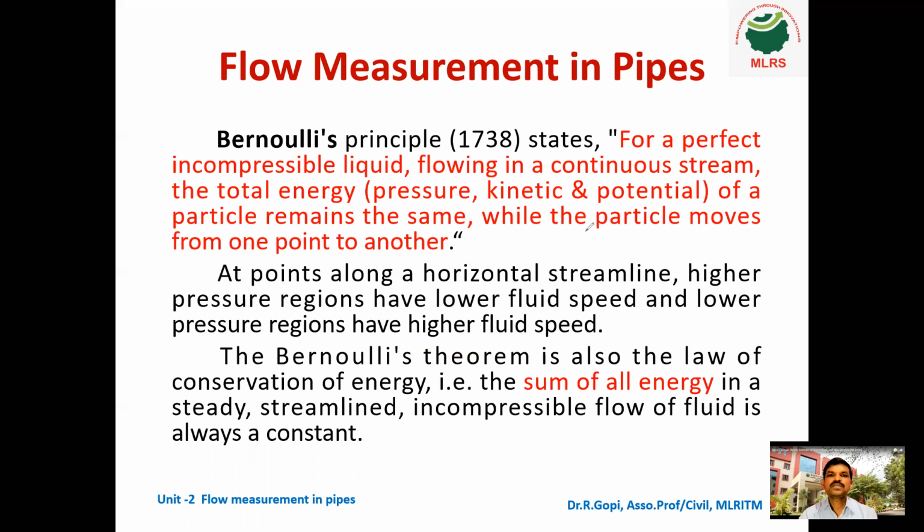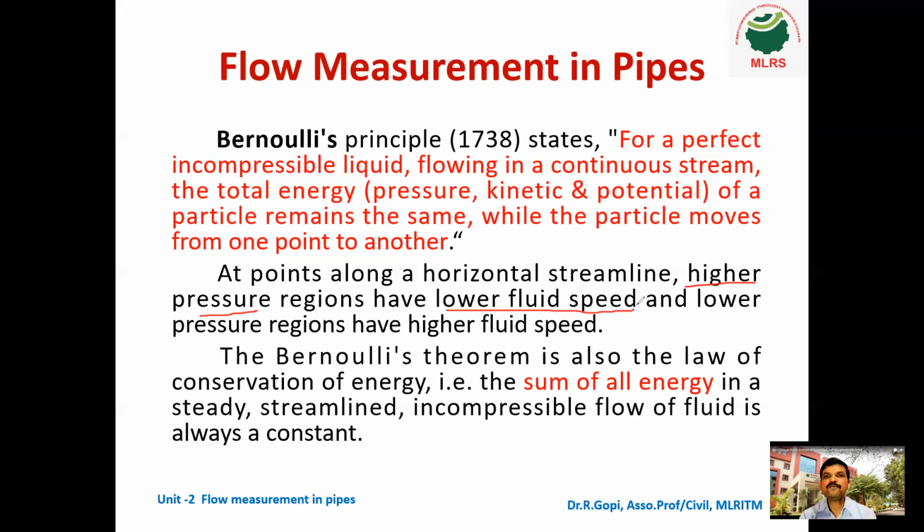So what is that meaning? Suppose a pipe cross section is there, say the diameter is 100 mm, 10 centimeter. Okay, so the same pipe at some distance the diameter is reduced, say 5 centimeter. So now the liquid is flowing in that pipe. First initially it will flow in the 10 centimeter pipe. Okay, so in this the fluid velocity is very much less, but the pressure is maximum. So higher pressure regions have lower fluid speed.